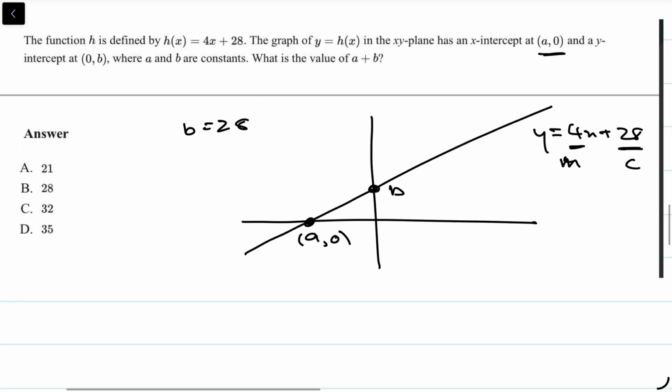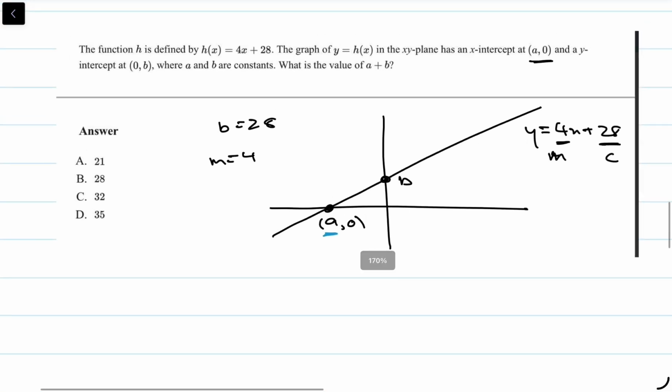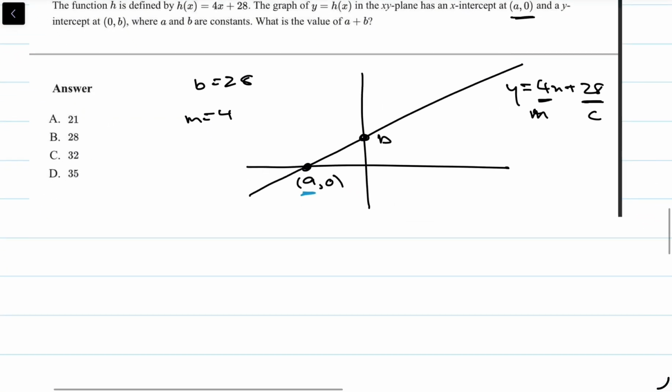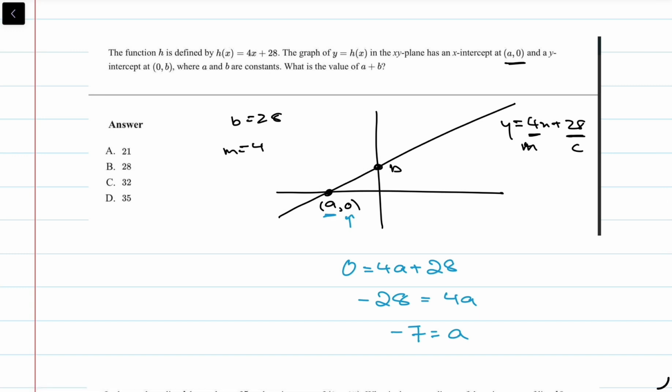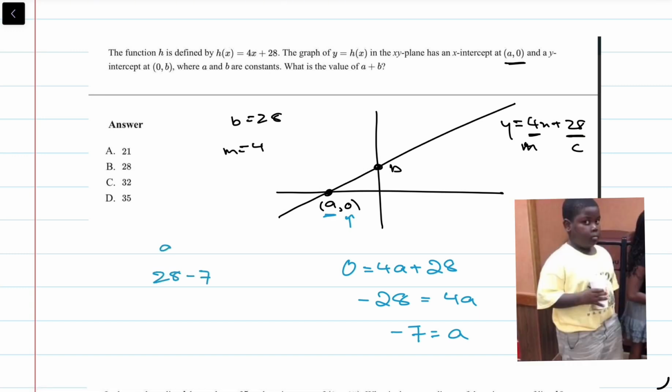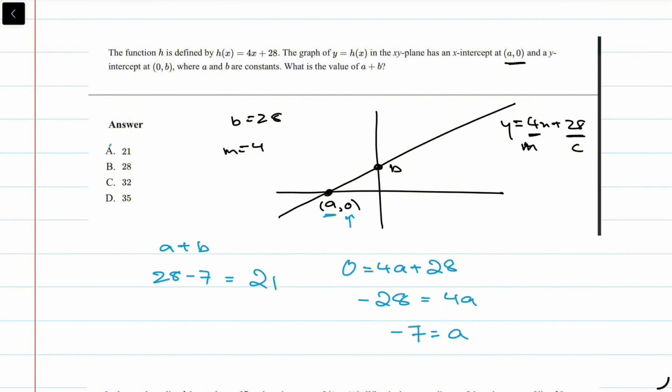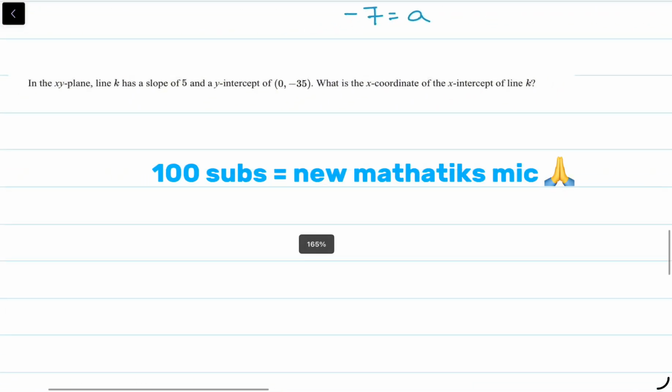We also know that the gradient is equal to 4. So what we don't know is a. Now to solve for a, we can substitute in y equals 0, and we get 0 equals 4a plus 28. Subtract 28 from both sides, and you get minus 28 equals 4a, and you get minus 7 equals a. So a plus b is minus 7 plus 28, which equals 21. So our answer is a. Okay, next question.